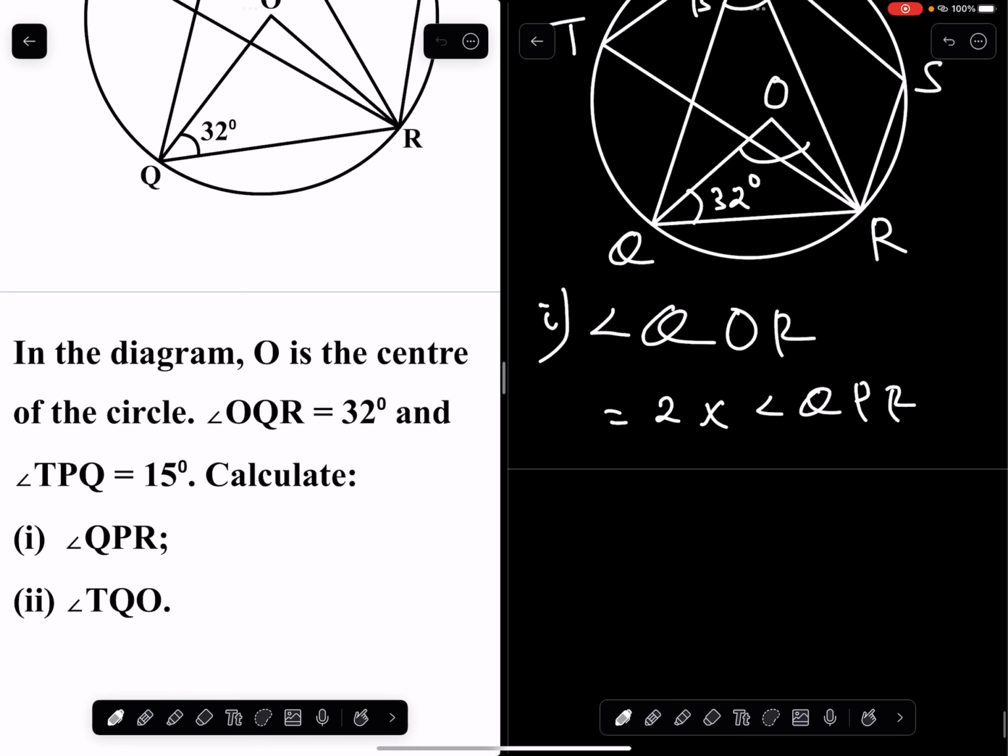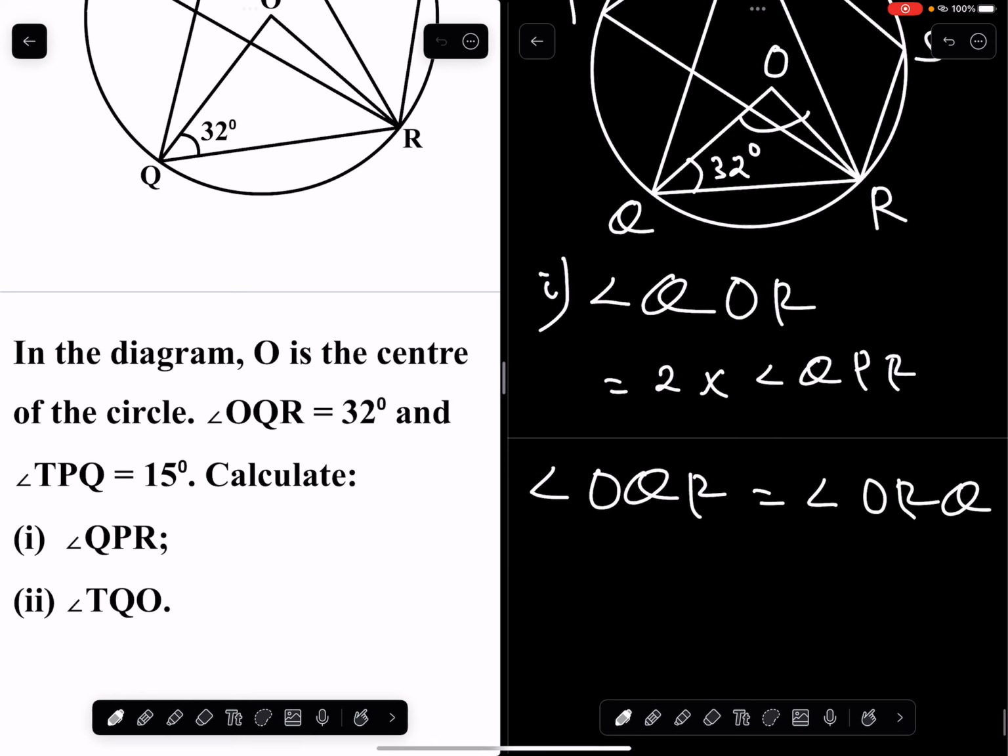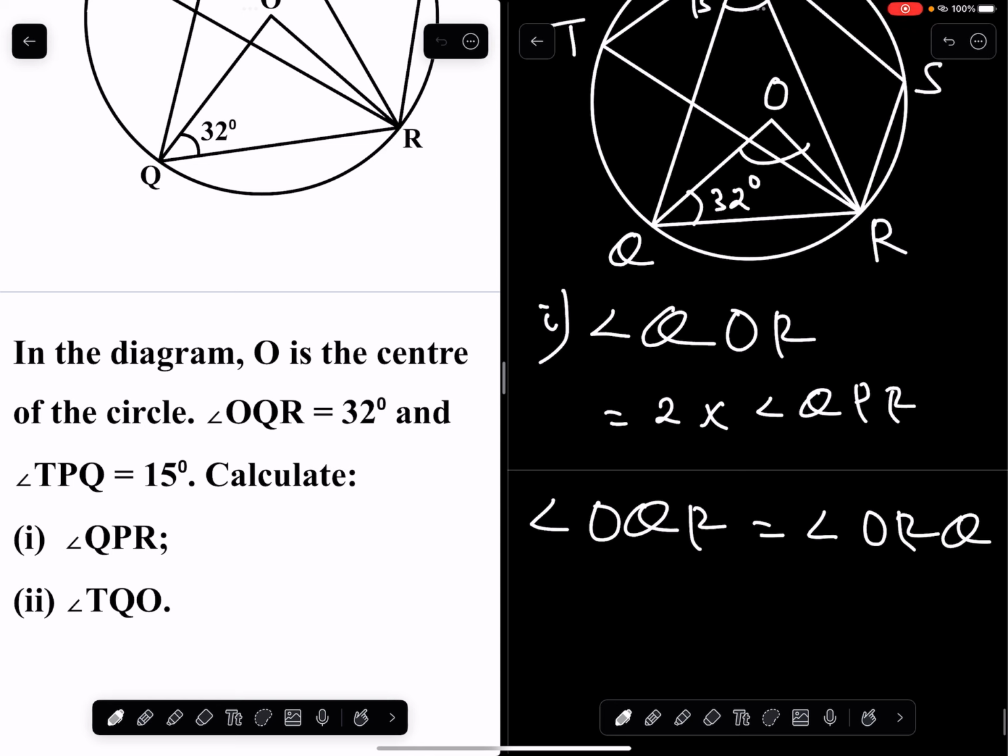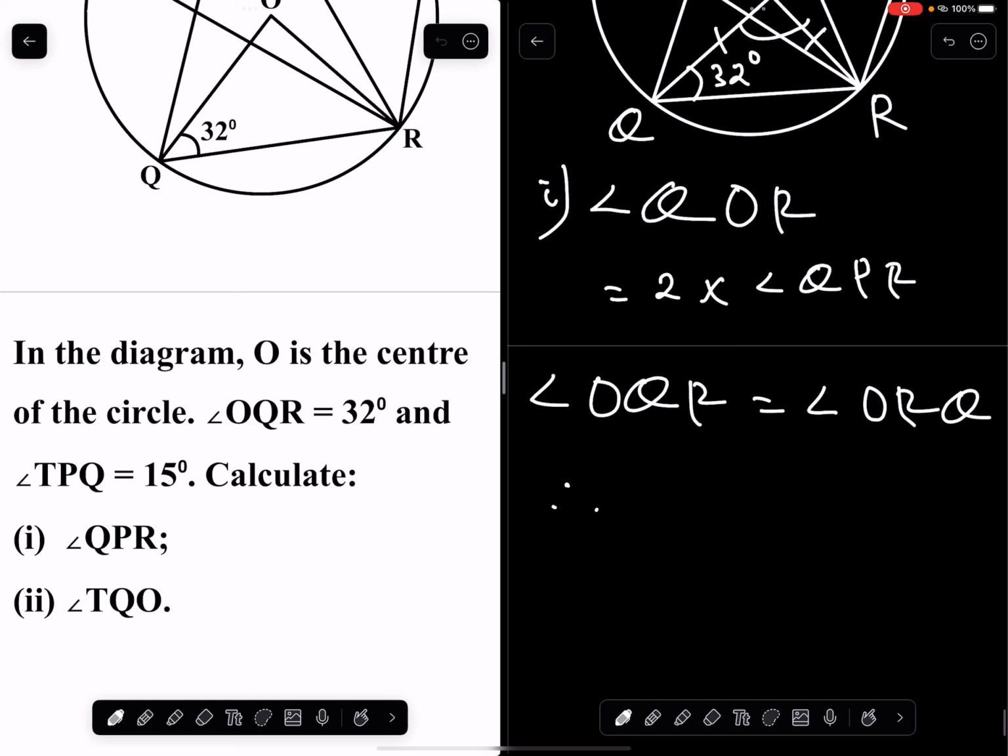I know that angle OQR is equal to angle ORQ. The reason is because OQ is a radius and OR is also a radius. So triangle OQR is an isosceles triangle, and that means its base angles are equal. So if this is 32, this will also be 32 degrees. Therefore angle ORQ is also equal to 32 degrees.